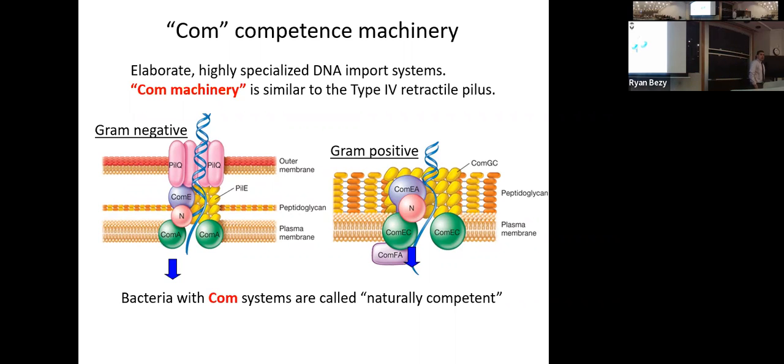Competence machinery is a series of enzymes that act as a DNA import system. Some bacteria have these enzyme complexes, like Bacillus subtilis. Some bacteria don't have these, like Escherichia coli. So something like Bacillus subtilis, just because it has the COM system, these enzymes right here, it can do transformation because it has these enzymes. The COM machinery is actually probably a modified pilus structure. Don't worry about that too much, but they allow DNA import. And so bacteria that have COM machinery can do transformation. Bacteria that lack COM machinery can't do transformation.